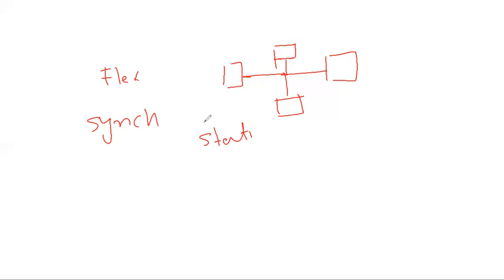Consider a FlexRay network with 15 nodes present, which means 15 ECUs present in the network. Then there will be some dedicated sync nodes available. The purpose of a sync node is that these ECUs are responsible for the synchronization. These ECUs will send the synchronization message to the network.